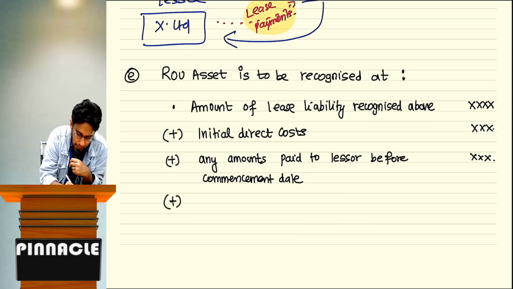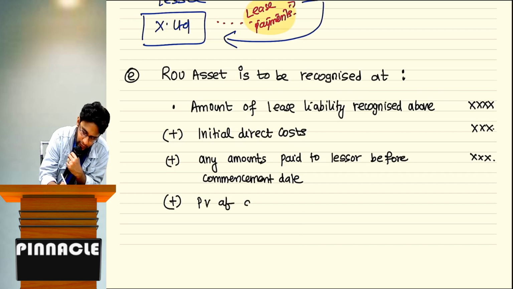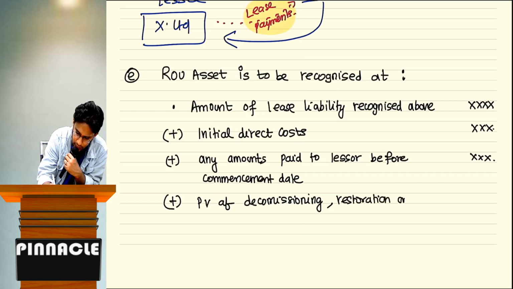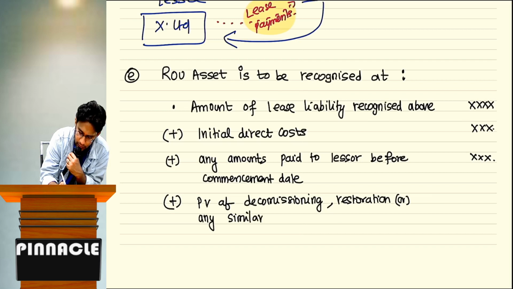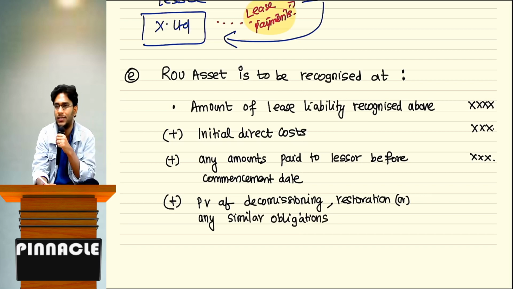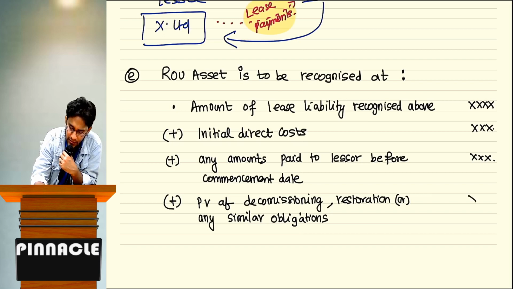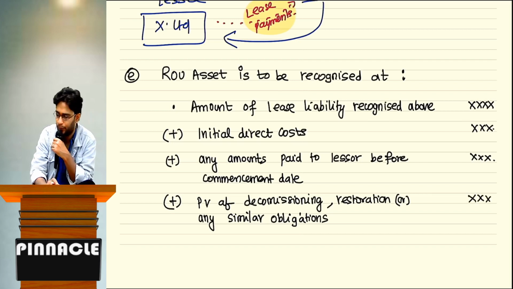Next, present value of decommissioning, restoration, or any similar obligations. This is coming from your Ind AS 37, Ind AS 16 also. The PV of decommissioning cost you have to capitalize to the cost of the asset, a point you already know.